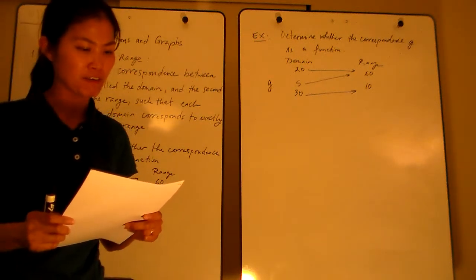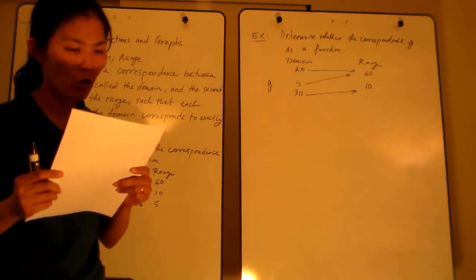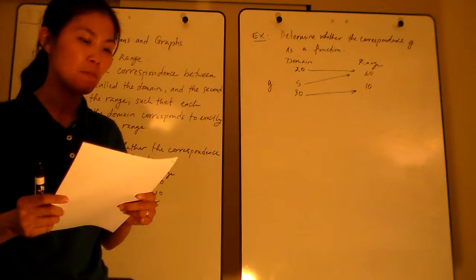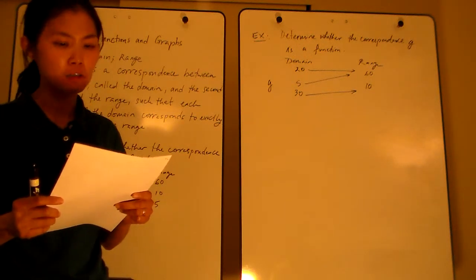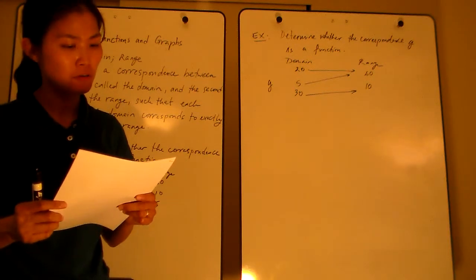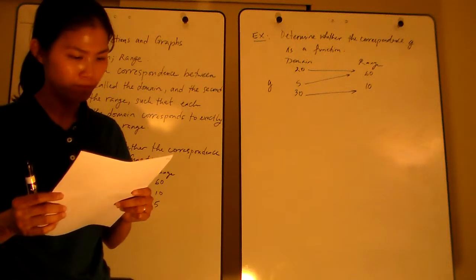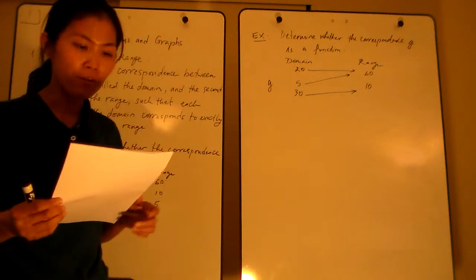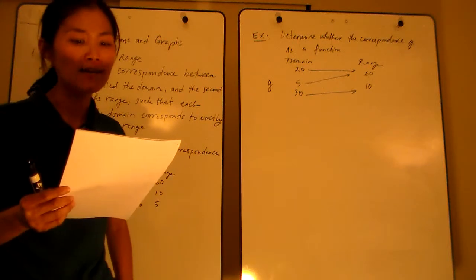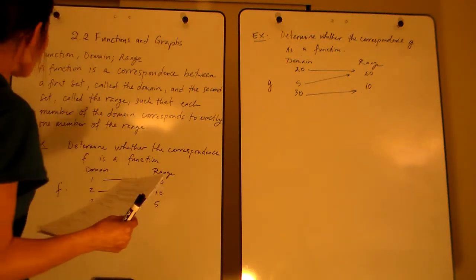We have 4 objectives here. Determine whether a correspondence is a function. Given a function described by an equation, find function values, outputs, for specified values, inputs. Draw the graph of a function. Determine whether a graph is that of a function using the vertical line test. So those are the 4 objectives we'll talk about.